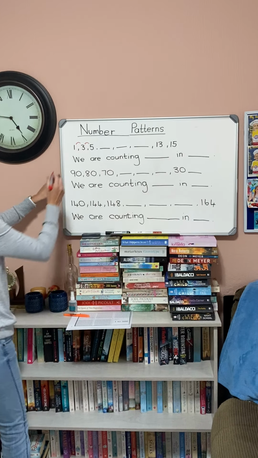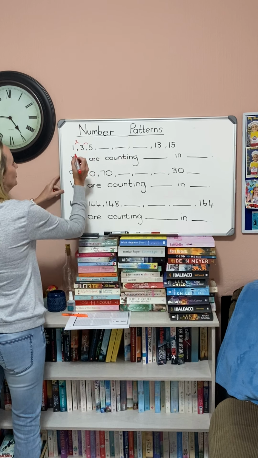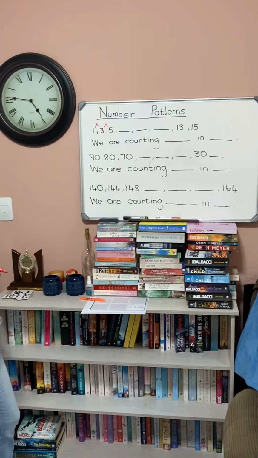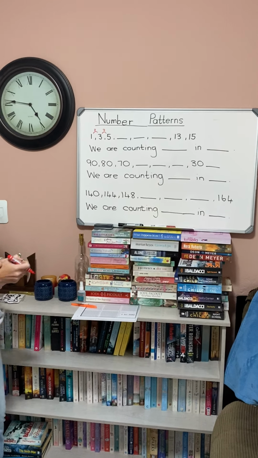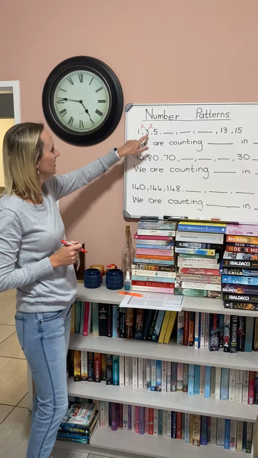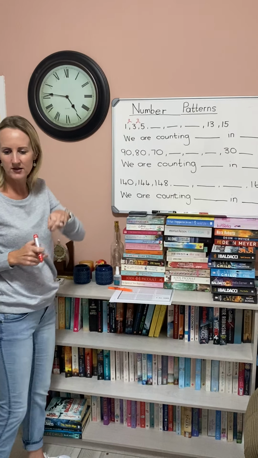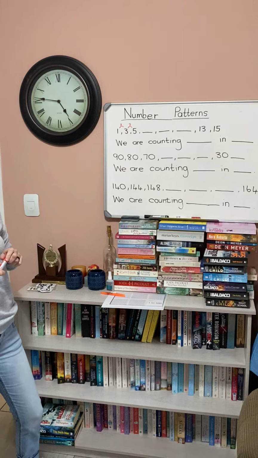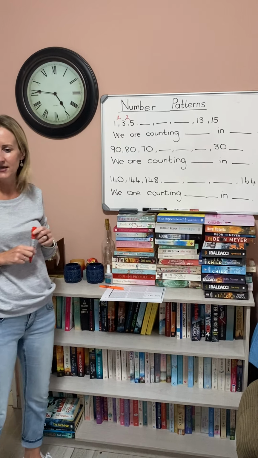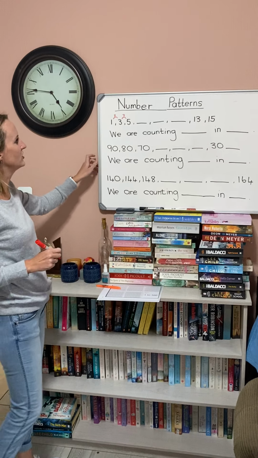So from 1 to 3, there is 2. 3 to 5, 2. So we can see that this pattern, they are counting in 2s. So Emily, talk me through the rest of this here. So we've got 1, 3, 5. What do you notice about that pattern? It's counting in odd numbers in 2s. It's counting in odd numbers, good point. And it's counting in 2s. So finish the pattern for me.